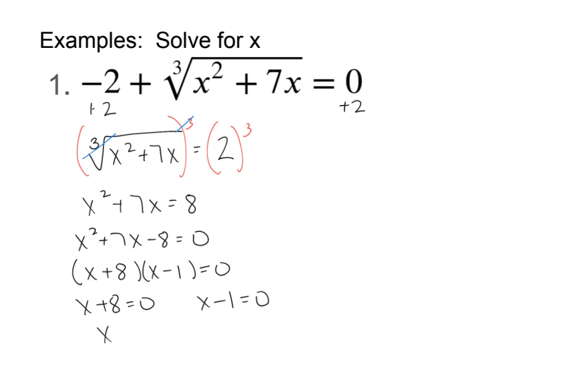And so this one is going to give me negative 8, and this one is going to give me a positive 1. Now, in a square root equation, we would have to check both of these, but because this one is a cubic root, we know that we don't have to check them. These are both going to work. Now, if you wanted to, of course, you could check them, but you don't have to on the cubic roots.